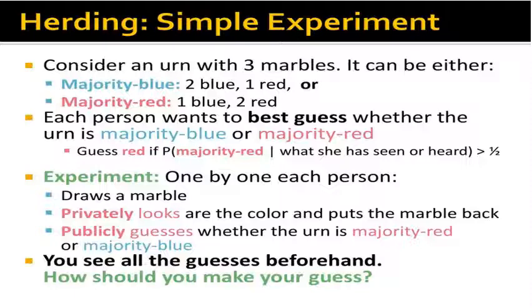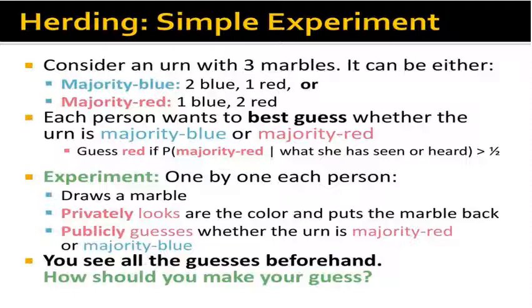A person wants to make the best guess whether the urn is majority blue or majority red. The probability that it is majority red is 1/2, either it is going to be majority blue or majority red. In the experiment, one by one, each person draws a marble, privately looks at the color and puts the marble back, then publicly guesses whether the urn is majority red or majority blue. You will see the earlier guesses beforehand. How should you make your guess?